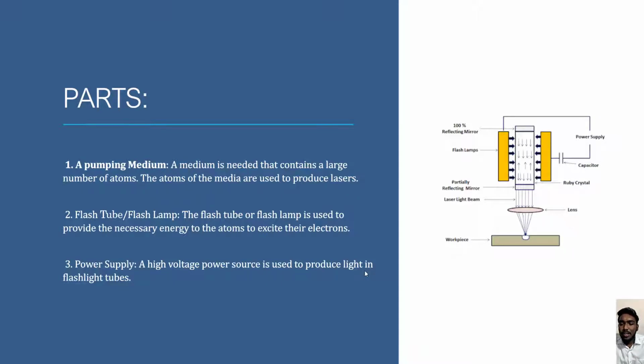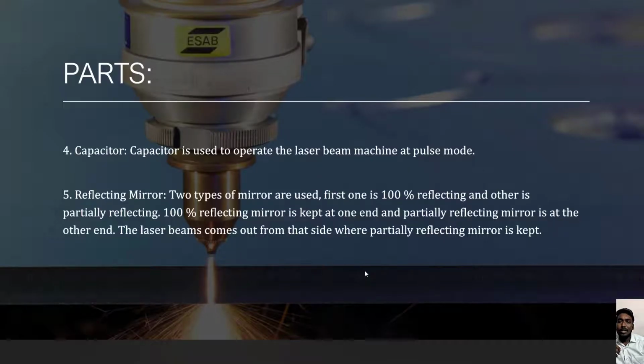Next, the power supply. A high voltage power supply is required to generate high energy electron beams. Next, capacitors. The capacitors are used to produce pulse mode voltage. Reflecting mirrors. There are two reflecting mirrors used in this process. The first one is a fully reflecting, or 100% reflecting, mirror. The second one is a partially reflecting mirror. The fully reflecting mirror is kept on one side and the partially reflecting mirror on the other side. Through the partially reflecting mirror, the energy beam, that is the laser light, passes through the concave lens.